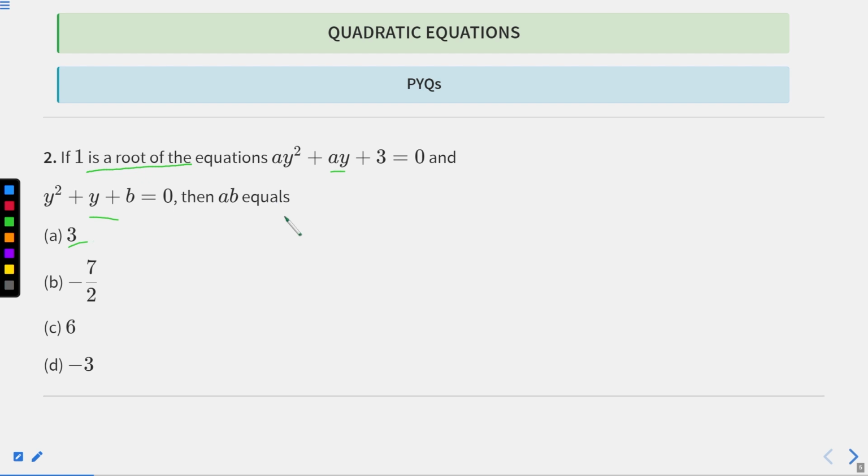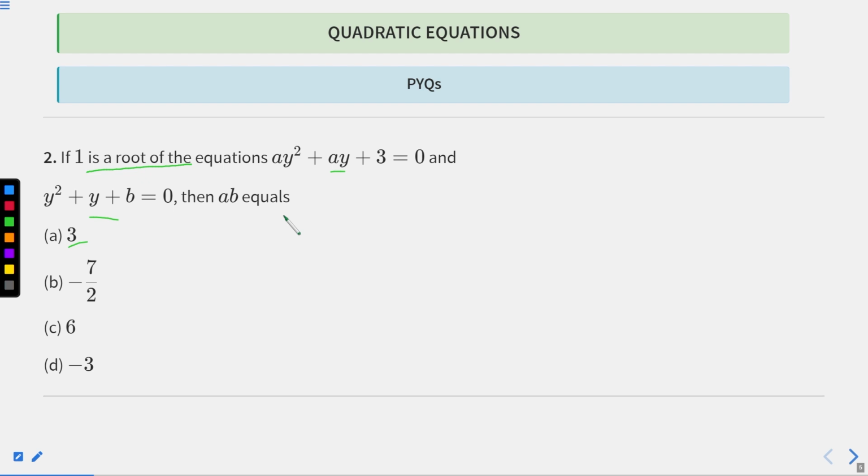So let us think how to process, how to find the value of A and the value of B. After finding the values of A and B, you will be able to find the product of A and B. So your first task is to find the values of A and B. Here we can use the concept of roots.